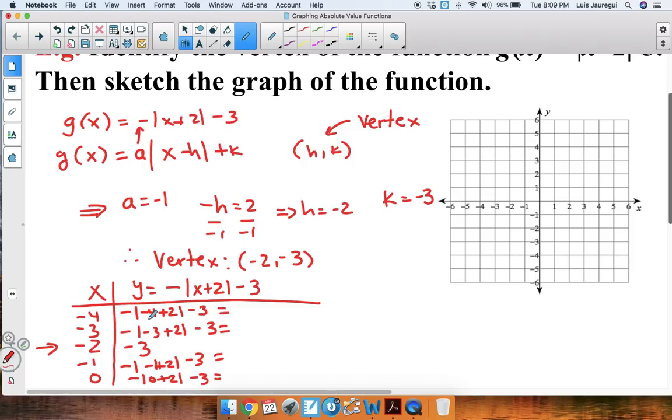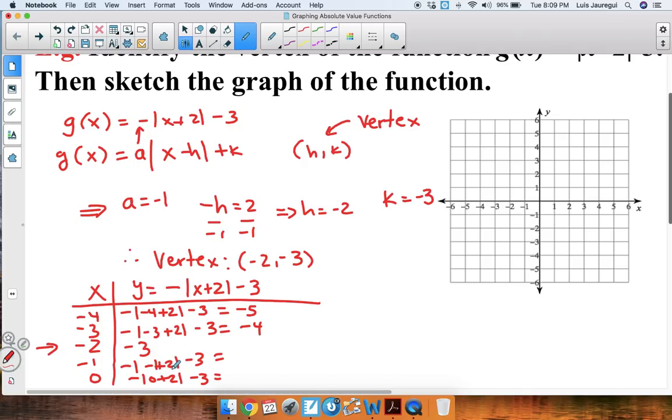So here we have -4 plus 2 is -2. The absolute value of -2 is 2. The opposite of that is -2. Minus 3, we have -5. Then for the next one, we have -3 plus 2 gives you -1. The absolute value of that is 1. The opposite of that is -1. Minus 3 gives you -4. Then we don't have to do any work here because we already identified the k value, or the corresponding y value. So we go to the next one.